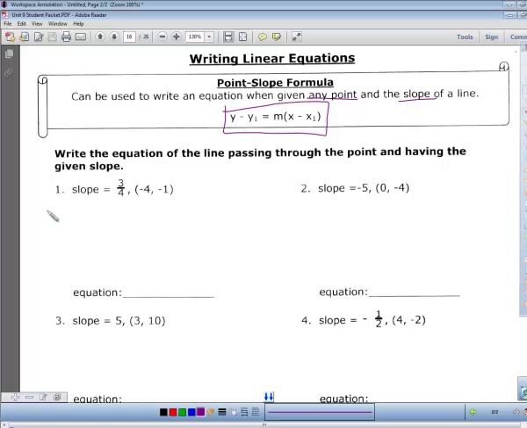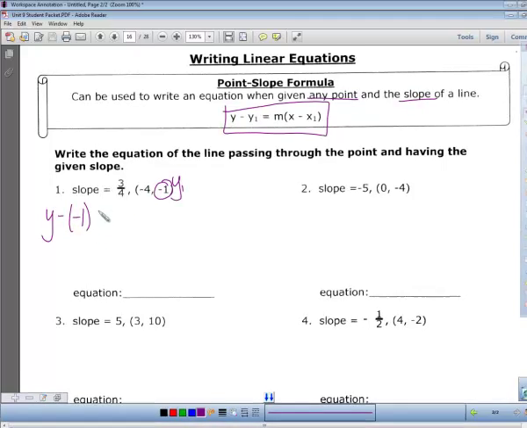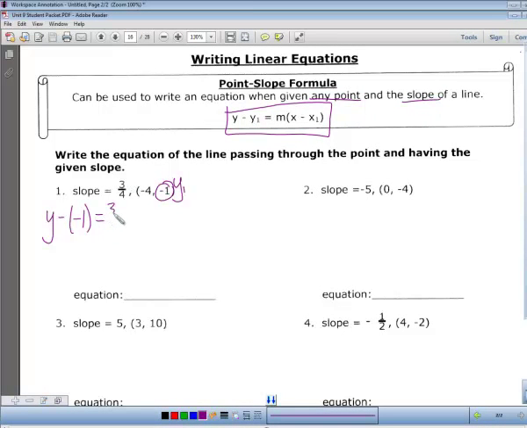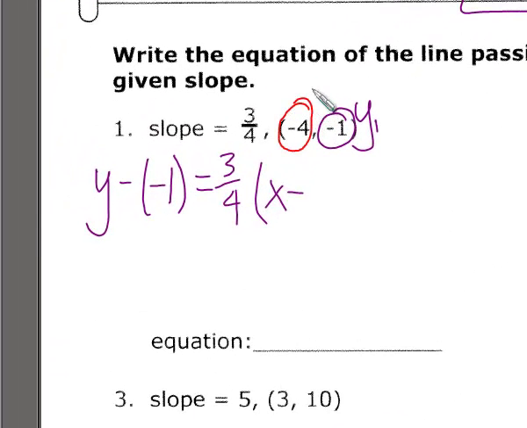So we are going to write y, because that's what we're given, minus y1. What that y1 means is this y value right here. This is y1. So y minus y1, which is a -1, equals my slope, which is given to me, 3/4, times x minus x1. x1 being this right here. This is my x1. So I have minus a -4.